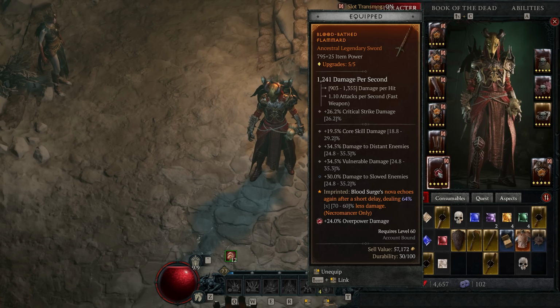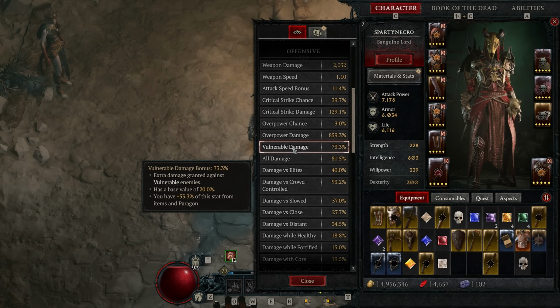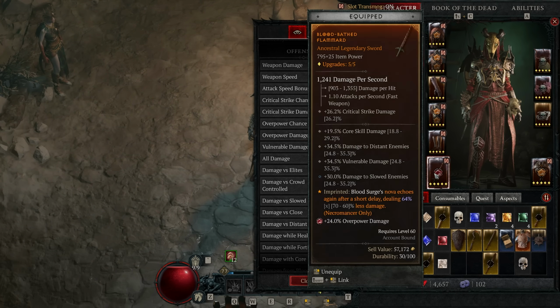We're going to look at our sword here. This sword shows me that it does a set amount of damage, and it shows me that it does plus 34% to vulnerable damage. Well, if I go to materials and stats here, we're going to go to vulnerable damage. Now, extra damage granted against vulnerable enemies, it has a base value of 20%. So if you think of this as your base value is 20%, think of an invisible 20 in front of that 34%, telling you that your new vulnerable damage bonus is 54.5.